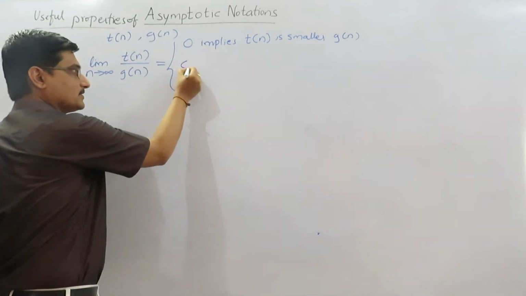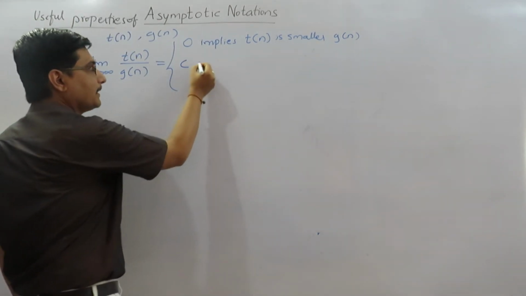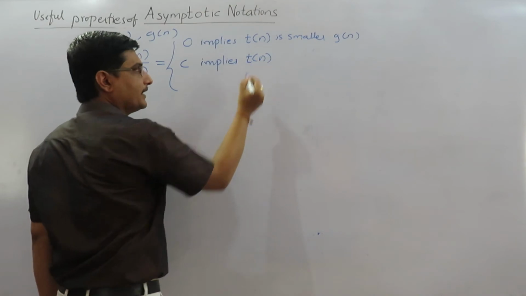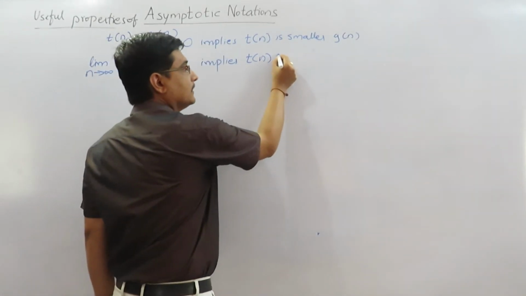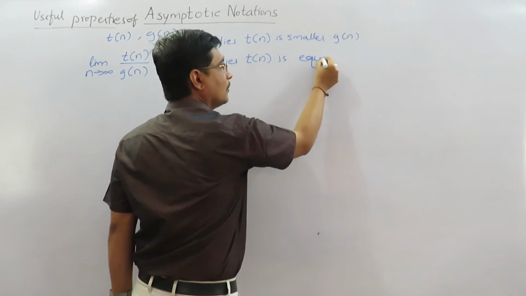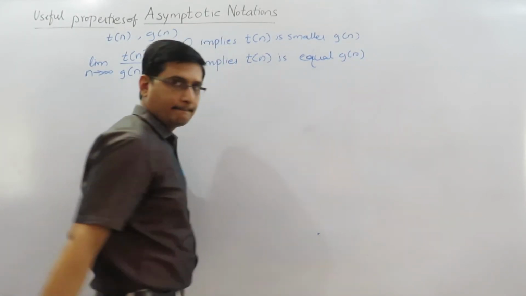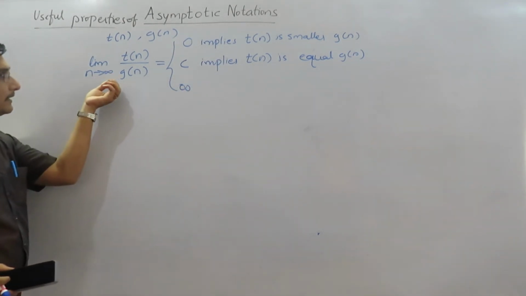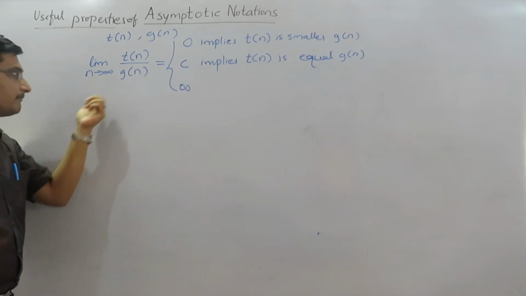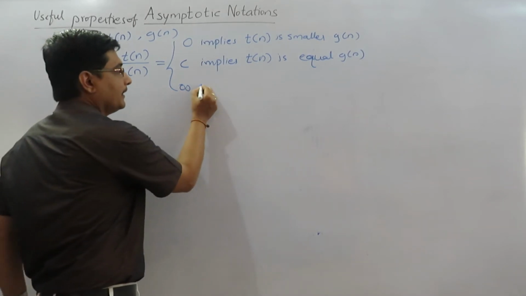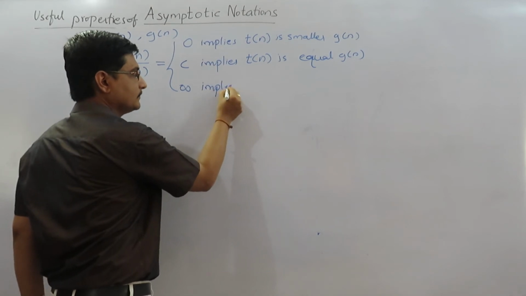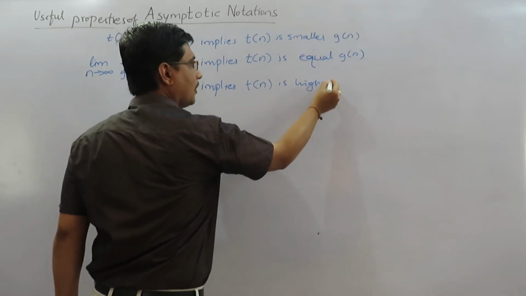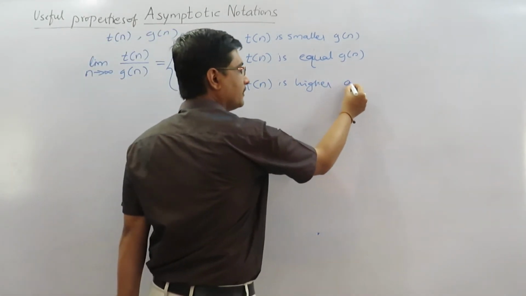If it is equal to a constant, then it implies that the order of growth of T of n is equal to the order of growth of G of n. If the value of limit as n tends to infinity of T of n by G of n is equal to infinity, it implies that T of n has a higher or larger order of growth than that of G of n.